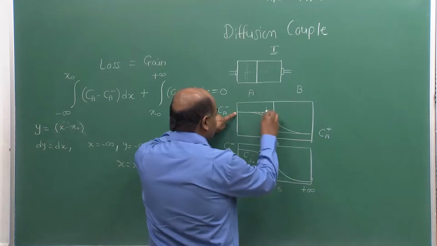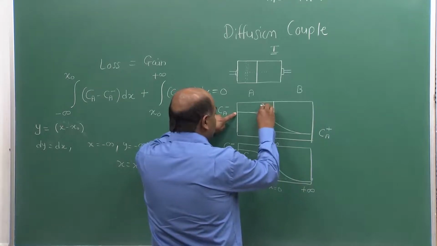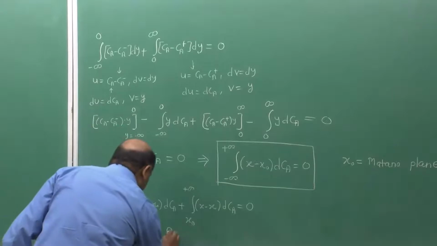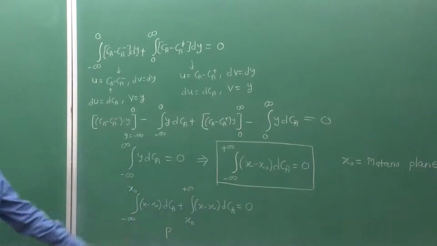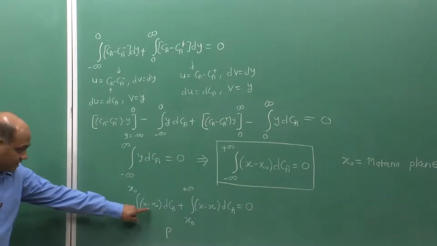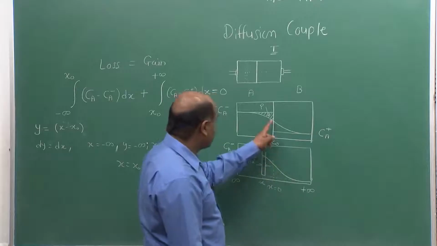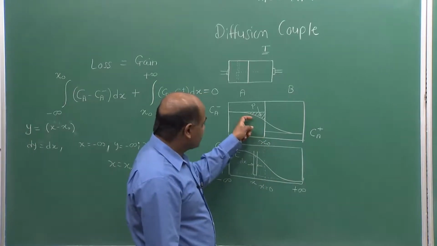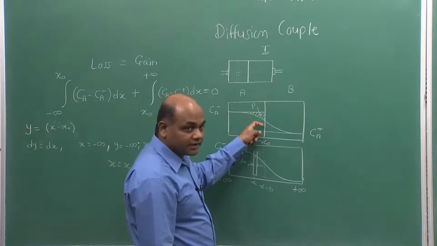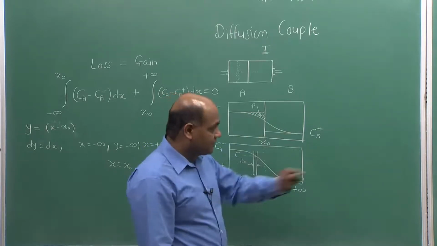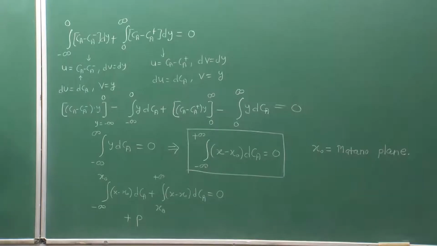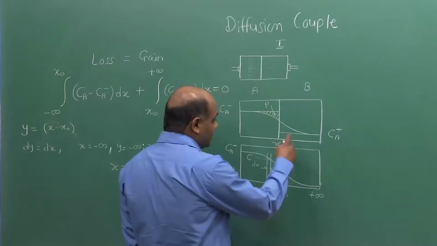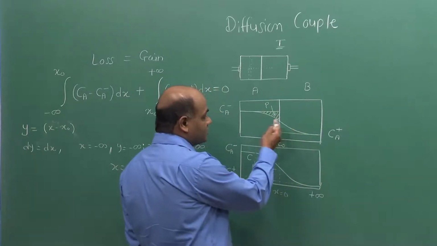Let us call this area P. So, this is area P, and what should be the sign for this area? Remember, x minus x naught is negative on the left side, and dCA as we go from left to right is negative. So, the sign should be positive, and this integral from x naught to plus infinity is the area under the curve again plotted onto the metano plane.